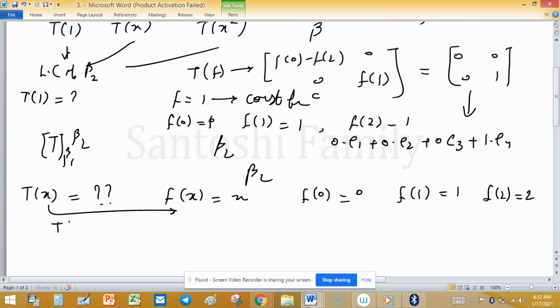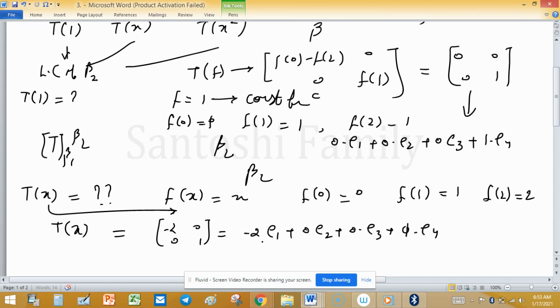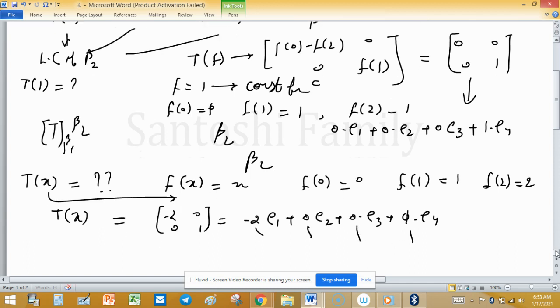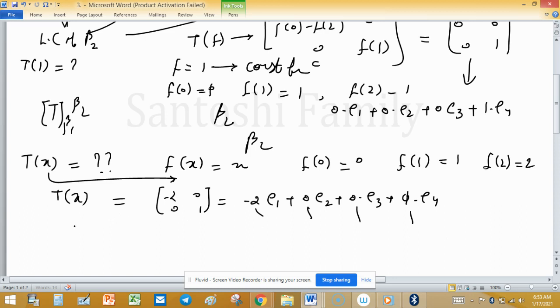So T will send x to (-2, 0, 0, 1), and it can be written as a linear combination: -2 times e1, plus 0 times e2, plus 0 times e3, plus 1 times e4. So these coefficients will be the second column of the matrix representation, and now we will find T(x square).